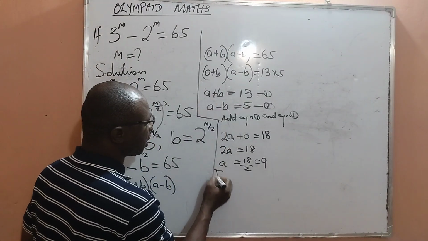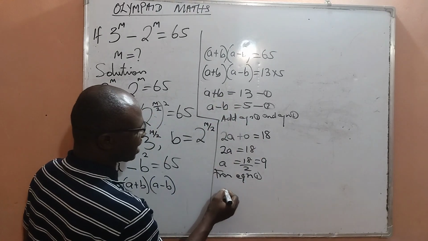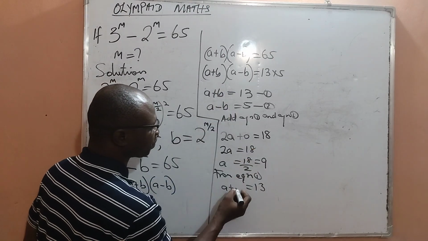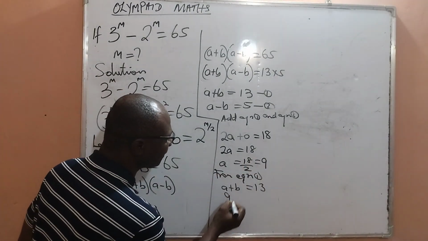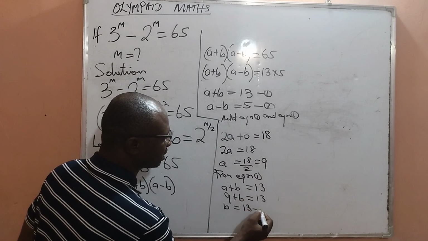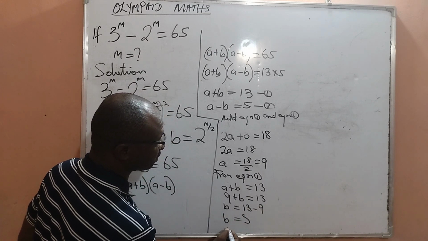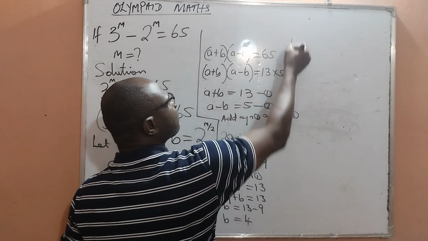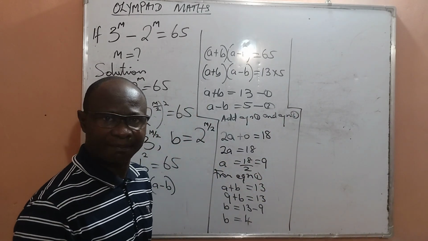From equation 1, which is given as a plus b equal to 13, where there is a, I will replace it with 9. So I have 9 plus b equal to 13, meaning b will be equal to 13 minus 9. So the value of b is 4, correct? That is 13 minus 9.